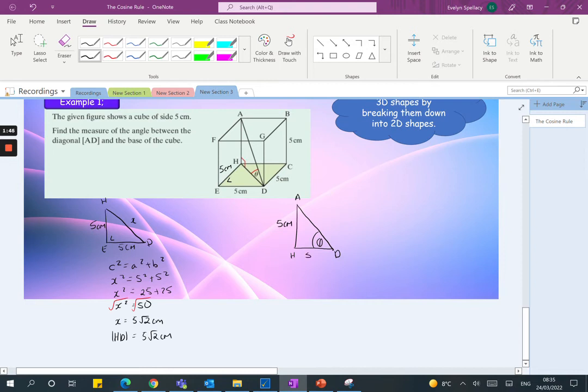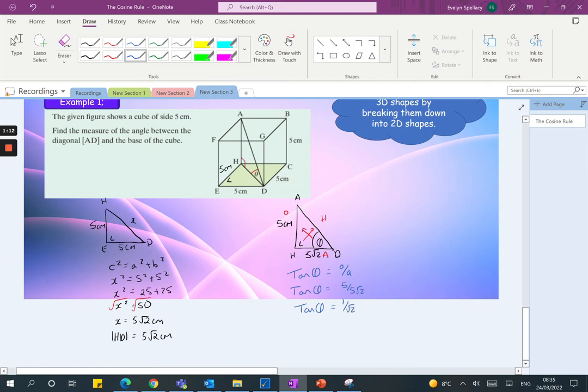So I can add that in now over here, where I have HD is equal to 5 root 2. I can see now I have 2 sides of the triangle, so I can use SOHCAHTOA to find that missing angle. Where I have O and A, so I'm going to need to use tan. So I have tan of theta is equal to O over A. Tan of theta is equal to 5 over 5 root 2. My 5 and my 5 cancel, so I get tan of theta is equal to 1 over root 2.